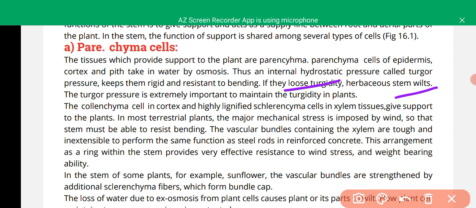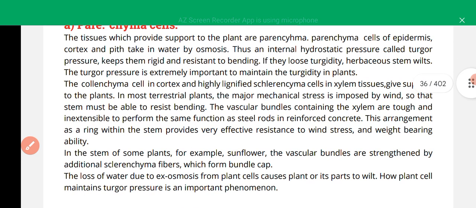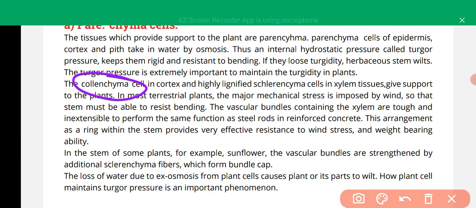If turgidity is lost, the herbaceous stem will wilt. Simply, turgor pressure is extremely important in maintaining turgidity in plants. It gives strength and keeps the young plant straight and upright. Collenchyma cells in the cortex are the cells that help baby plants. They have no lignin, but highly lignified sclerenchyma cells in the xylem tissues give support to the plants.